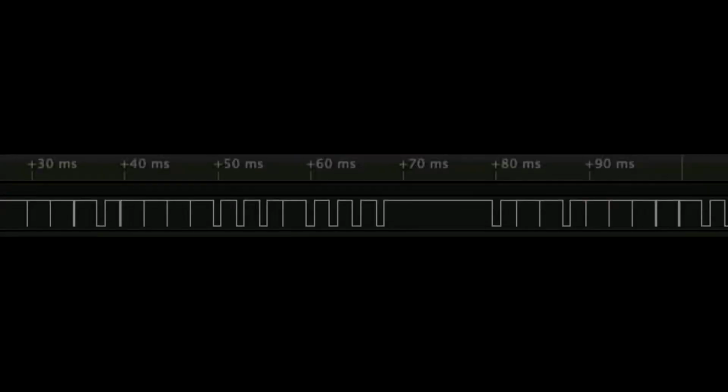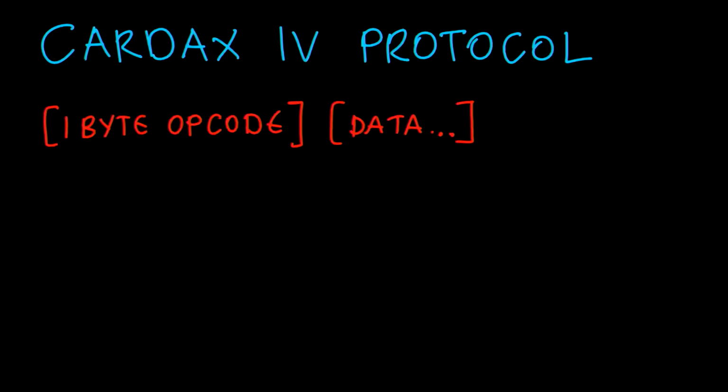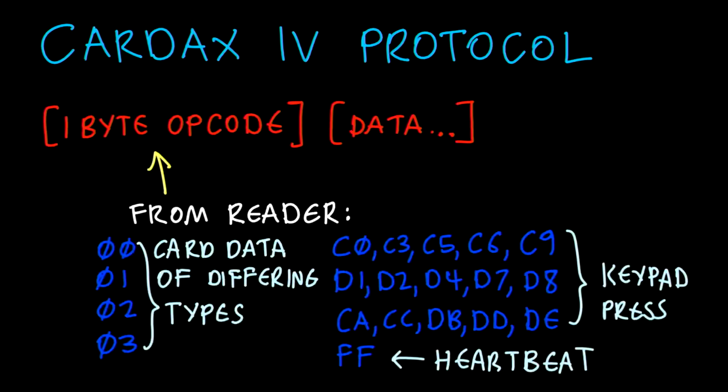Looks like that, except that that's got inverted polarity because reasons. So the Cardax IV protocol is pretty simple once you decode it. There's a 1-byte opcode and then a bunch of data. From the reader can send a bunch of opcodes indicating that it's got a card, it's had a keypad press, or it's still there.